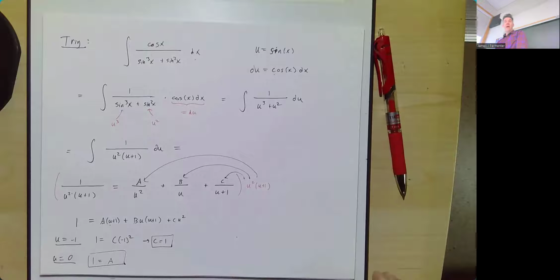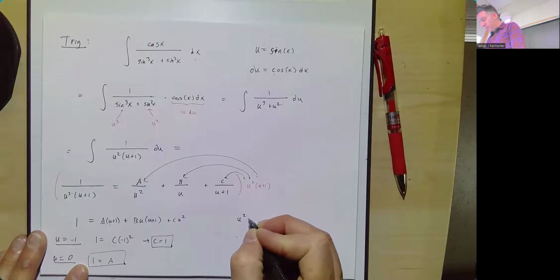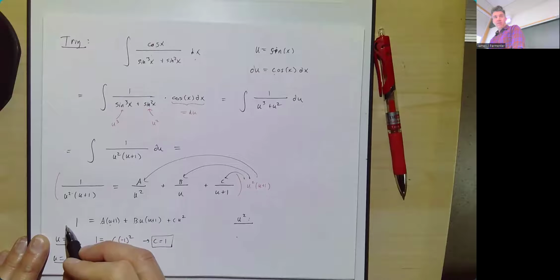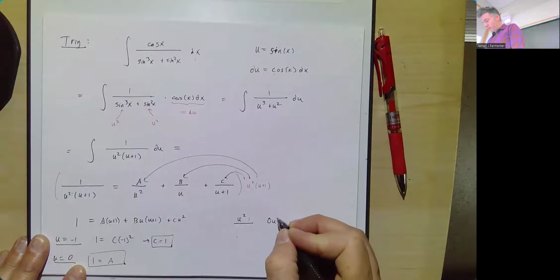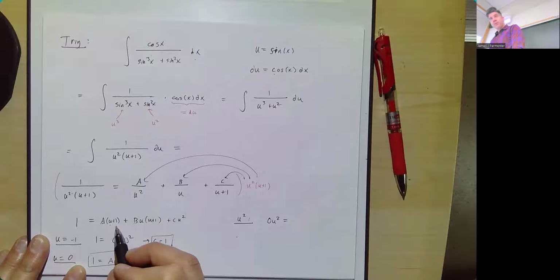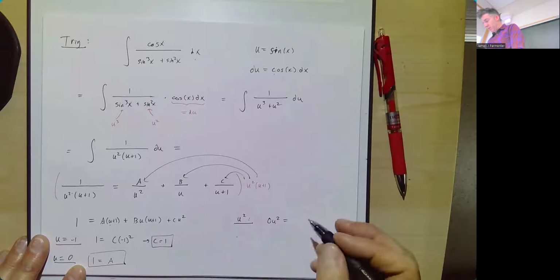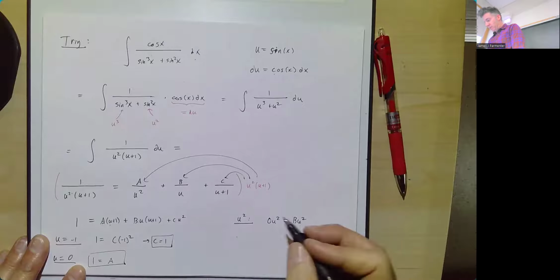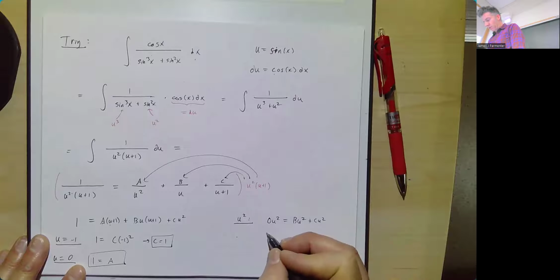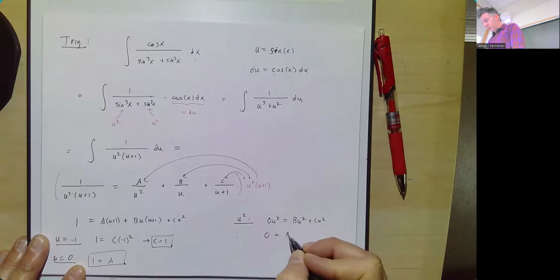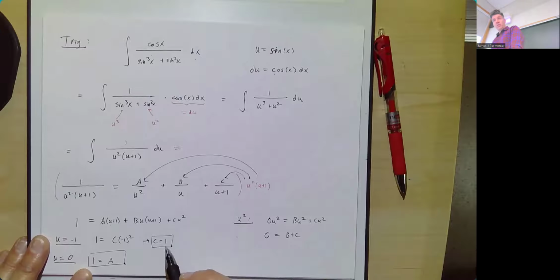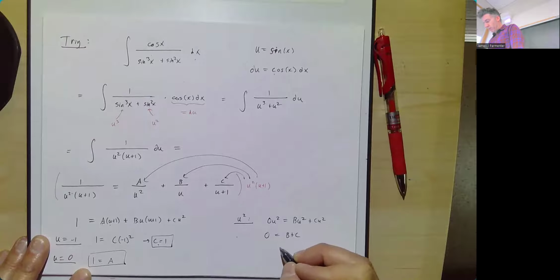And then finally, we need to find the last one. This is where I equate coefficients. So I always pick the highest power of my variable. I'm going to look at u squared. On the left-hand side, I have 0u squared. On the right-hand side, I don't have an a times u squared. I would have b times u times u, which is a b times u squared. And I do have a c times u squared. Or in other words, the coefficient on the left, 0, has to equal the coefficient on the right, which is b plus c. And knowing that c is equal to 1 means that b has to equal -1. Cool.